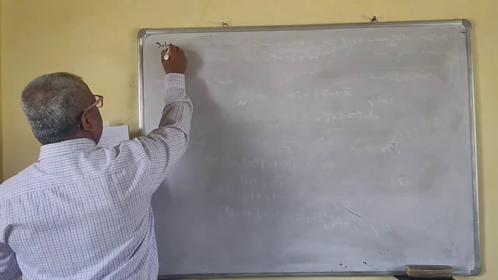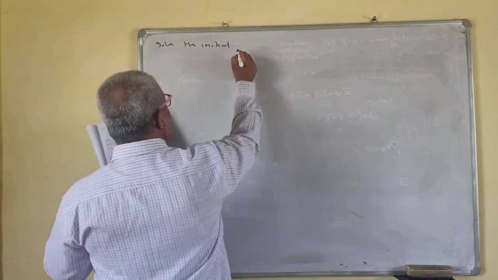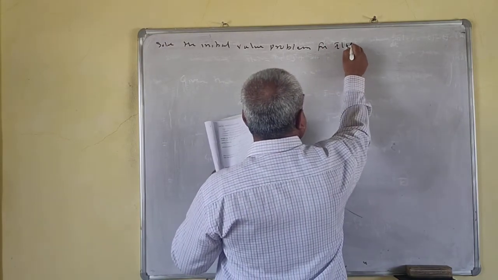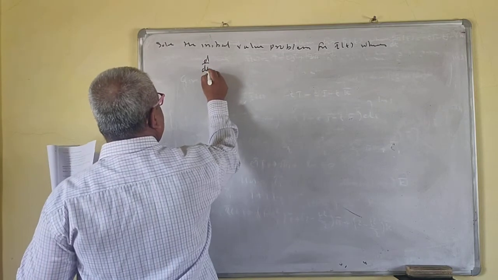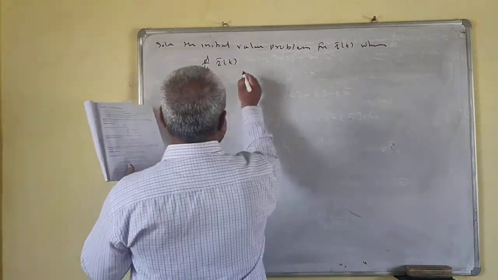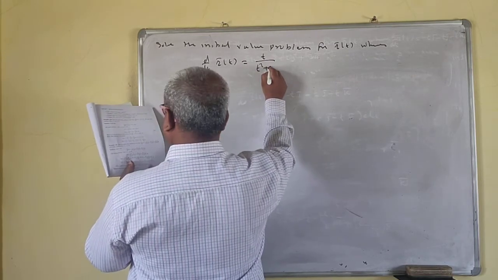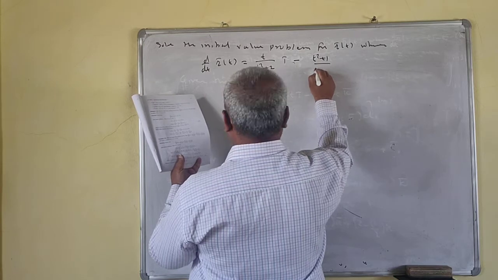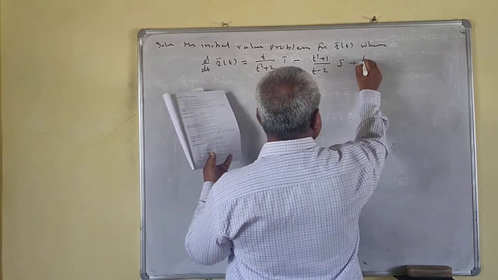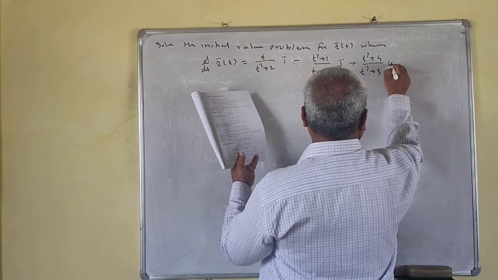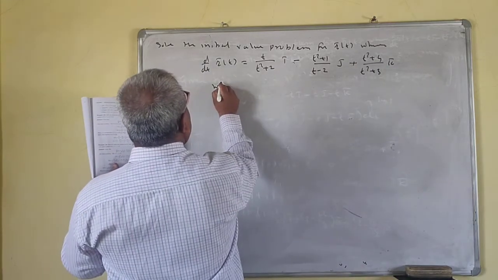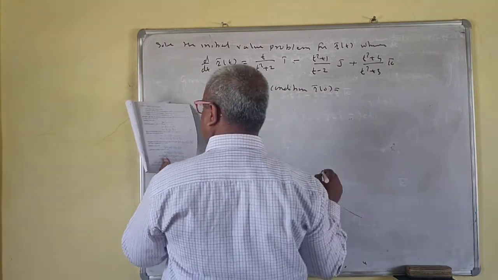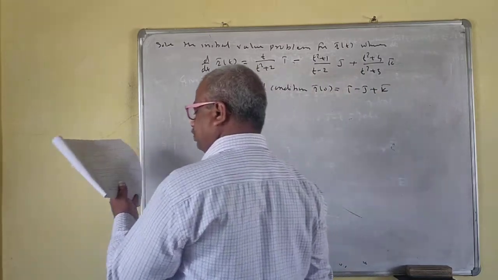Again, solve the initial value problem for r bar, where d by dt of r bar of t is equal to t upon t square plus 2 I bar plus minus t square plus 1 upon t minus 2 j bar plus t square plus 4 upon t square plus 3 k bar, with initial condition r bar of 0 is the same as I bar minus j bar plus k bar.